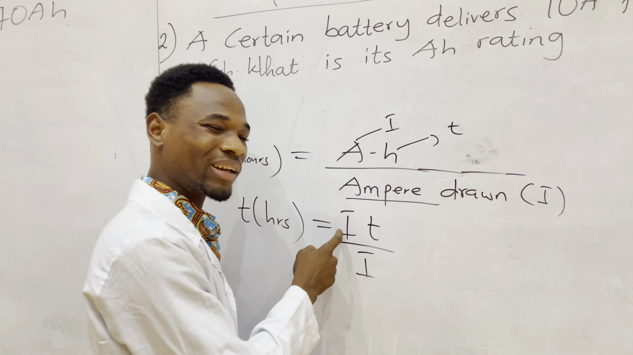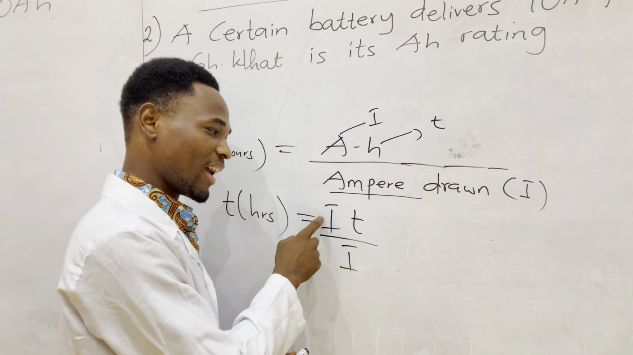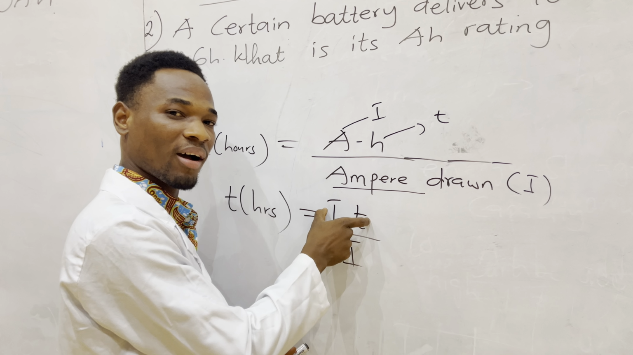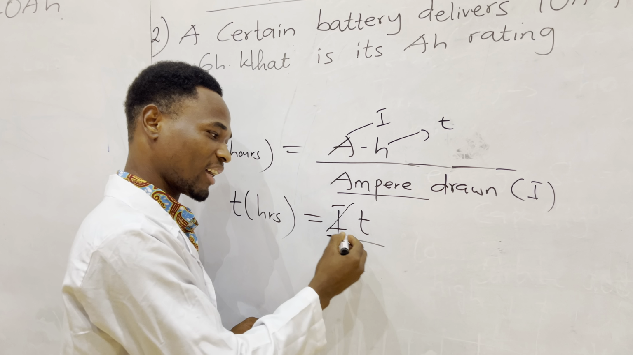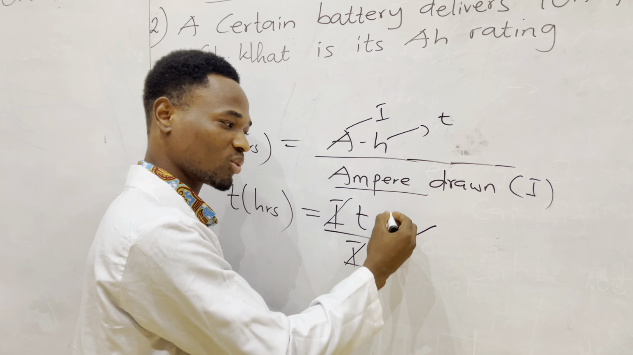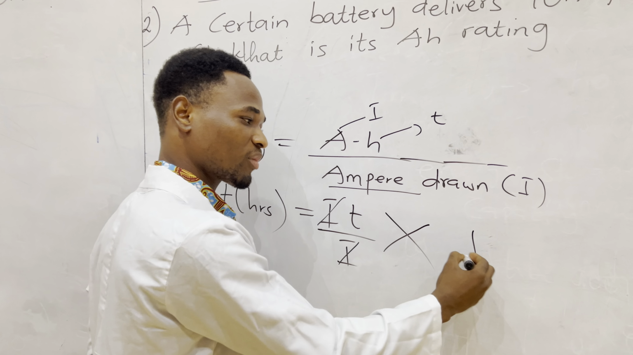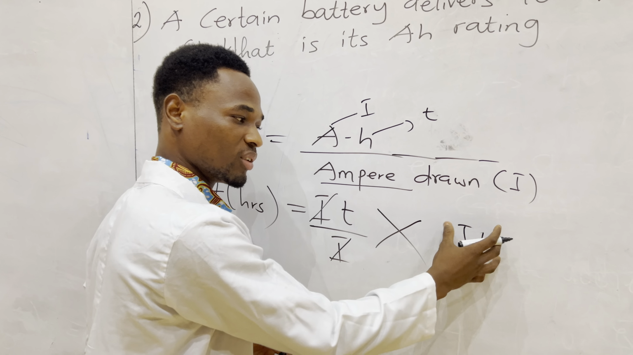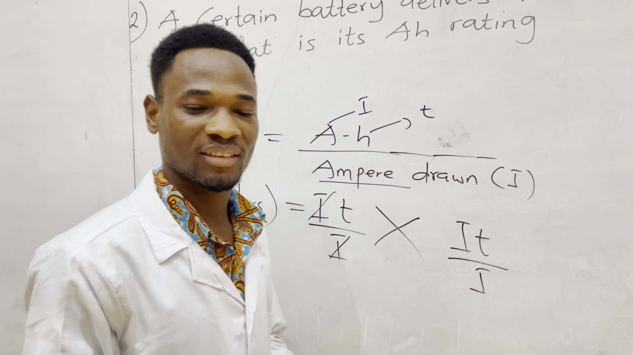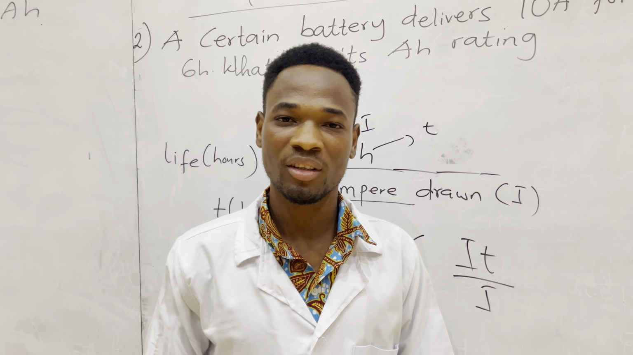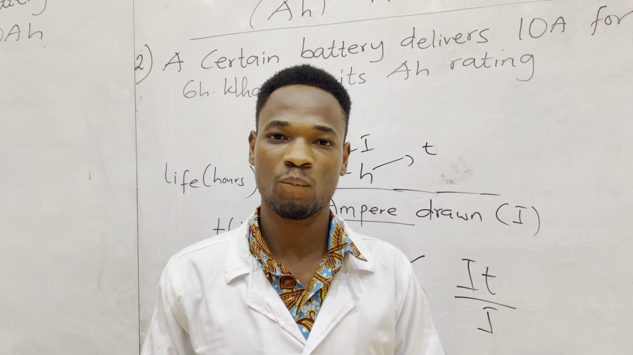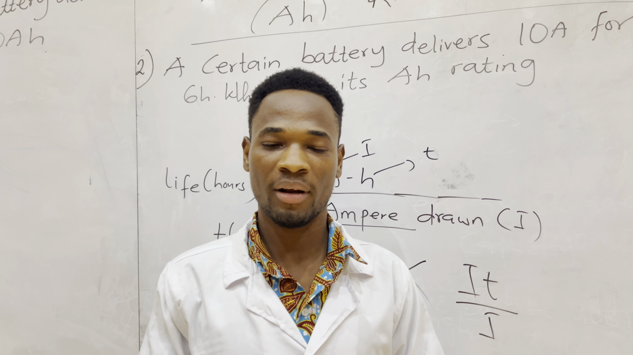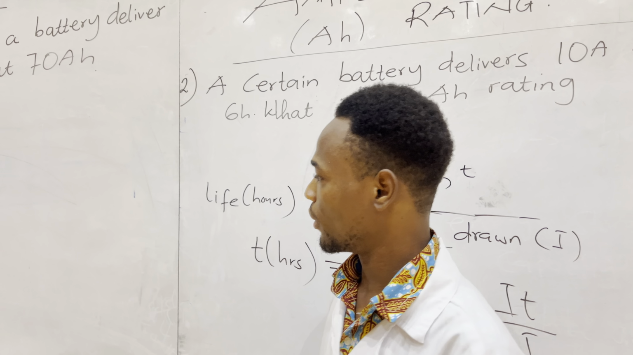Take note of this algebra. The I here wouldn't cancel the I here. The IT, which is your ampere hour, comes with a specific value. So it doesn't mean I cancels I, then you're left with T. That is what's wrong. It's just IT together, all over the I. I think we have 3 or 4 questions on the board, so let's see how we can appreciate the relevance of Ampere-hour rating.